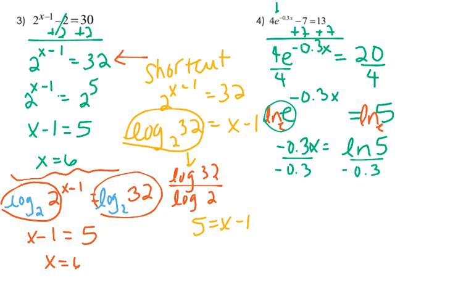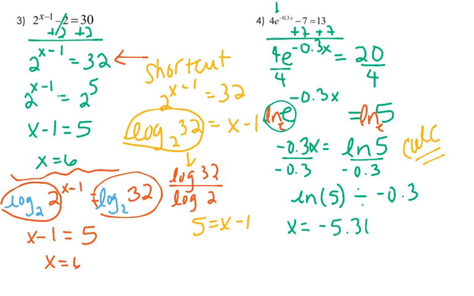And from here, just use your calculator. Type it in, be careful. Remember, when you type in the calculator, you'll have ln. It will automatically open up a parenthesis, so you need to close the parenthesis before you divide by negative 0.3. But you should get negative 5.36. Mine says 5.3479, so I'd have to round that up to 5.348 if I'm going to the thousandth.